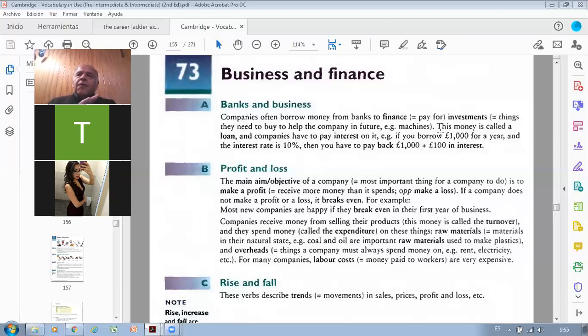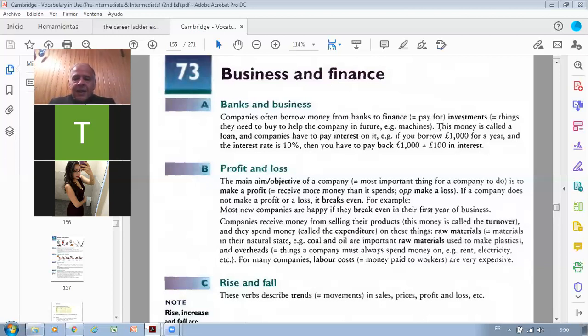Okay? Make a profit means that you earn more money with your investment. Make a loss, you lose money with your investment. And break even is that you didn't earn, but you didn't lose. You break even. Did you get it? Yes. Yeah. All right.